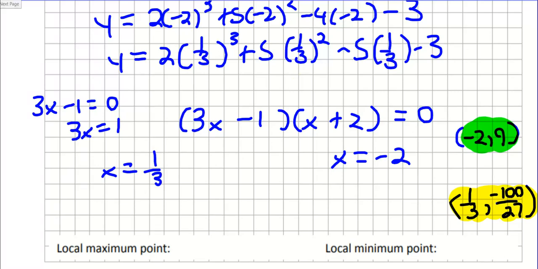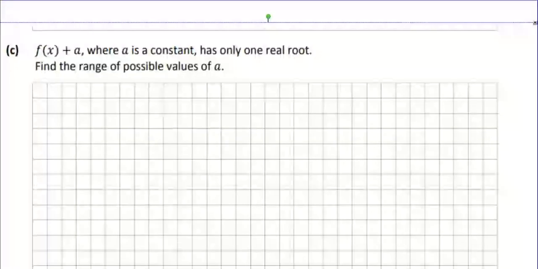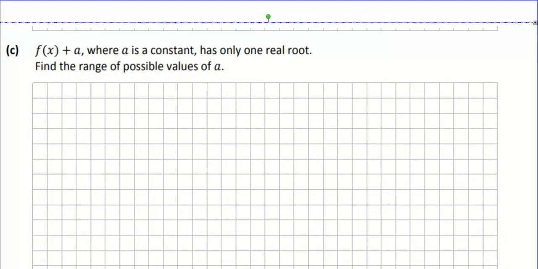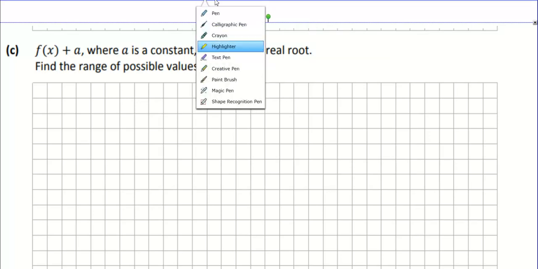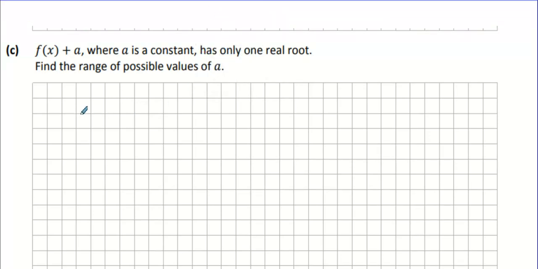Now, is that the end of the question? Good. f of x plus a, where a is a constant, has only one real root. Find the values of a. I must show you this. Okay, what's the original function again? So yeah, I have an idea.